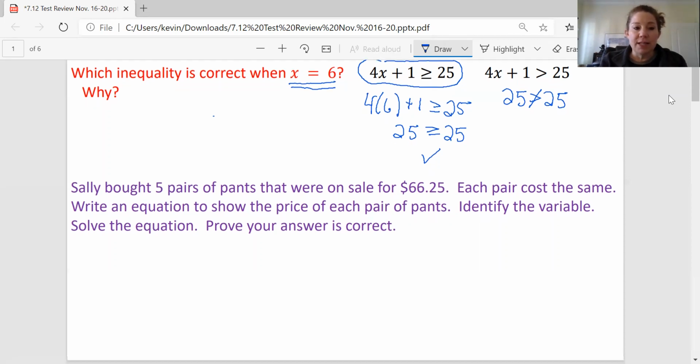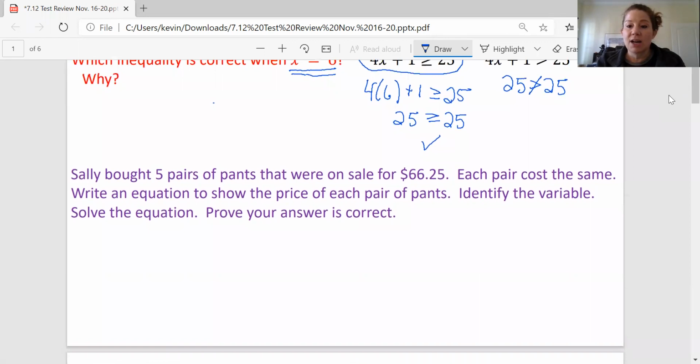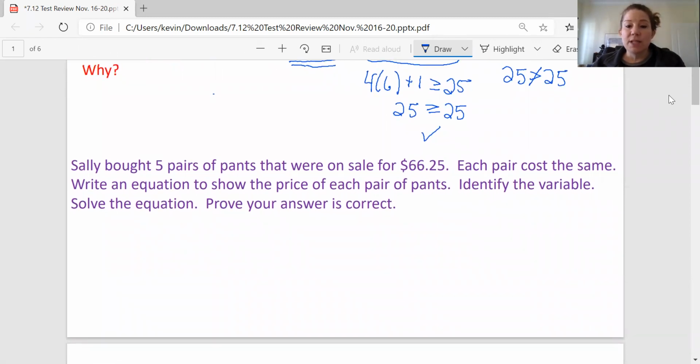All right, let's look at the second one. Sally bought 5 pairs of pants that were on sale for $66.25. Each pair costs the same. So since we know that she bought 5 pairs and each cost the same, and we know how much she spent in total, we're going to use a variable to represent the price of each. So we'll say x is equal to the price of each pair of pants.